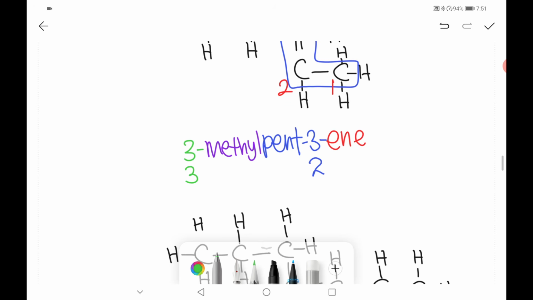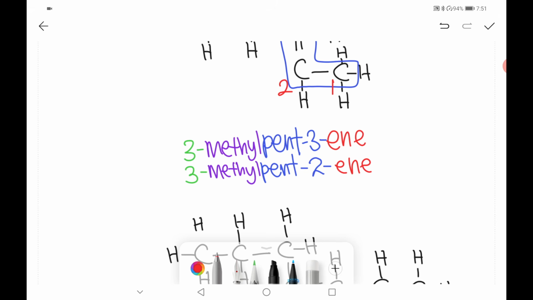Okay, so then we copy the name. Just copy paste the name. So now copy back the name methyl, copy back the name pen, copy back the name in. Okay, so now we get 2 names.